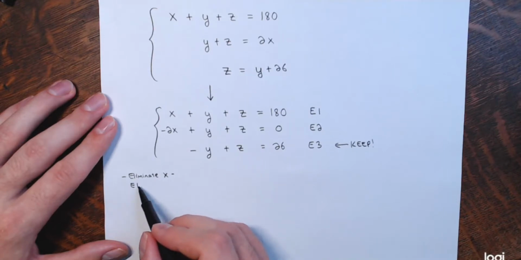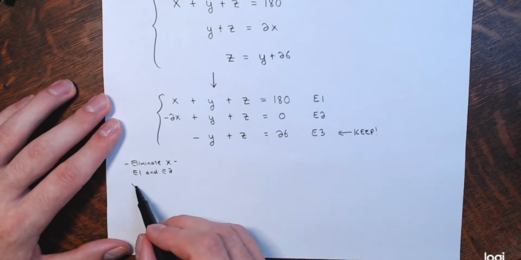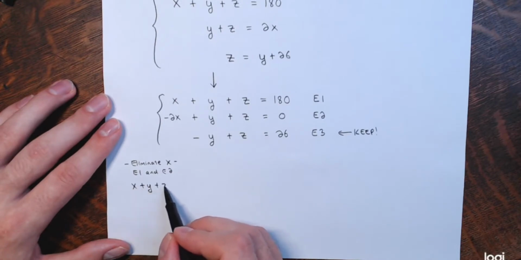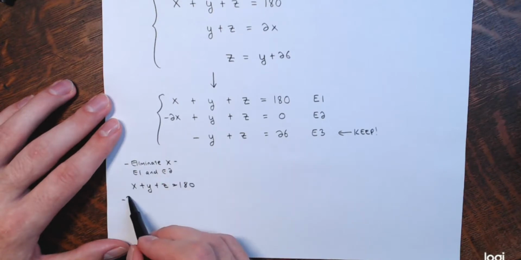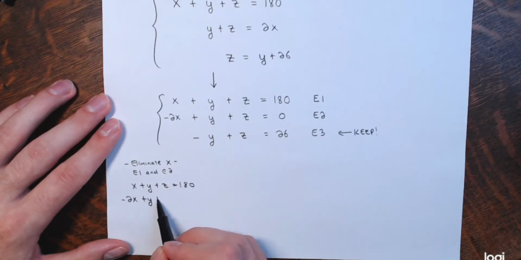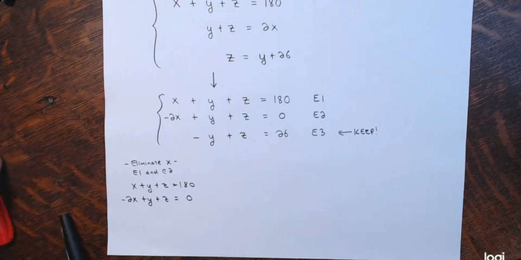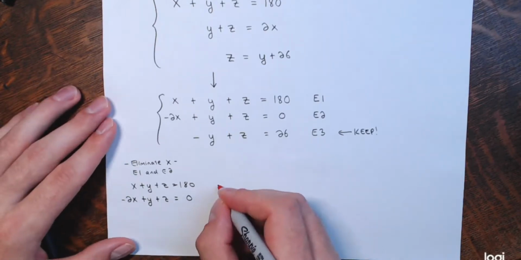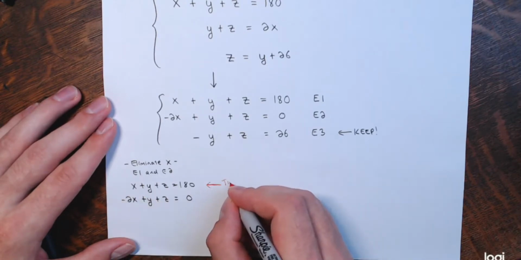So equation 1 and equation 2. We have x plus y plus z equals 180. Equation 2, negative 2x plus y plus z equals 0. And all I would need to do to eliminate the x's from these is multiply the top equation by 2.